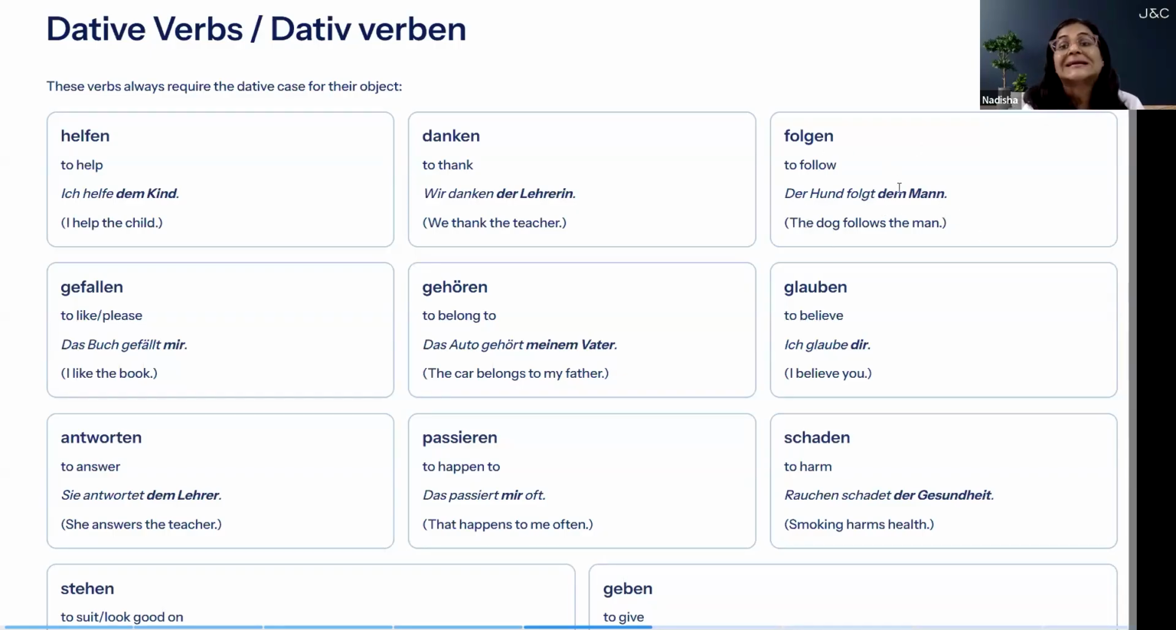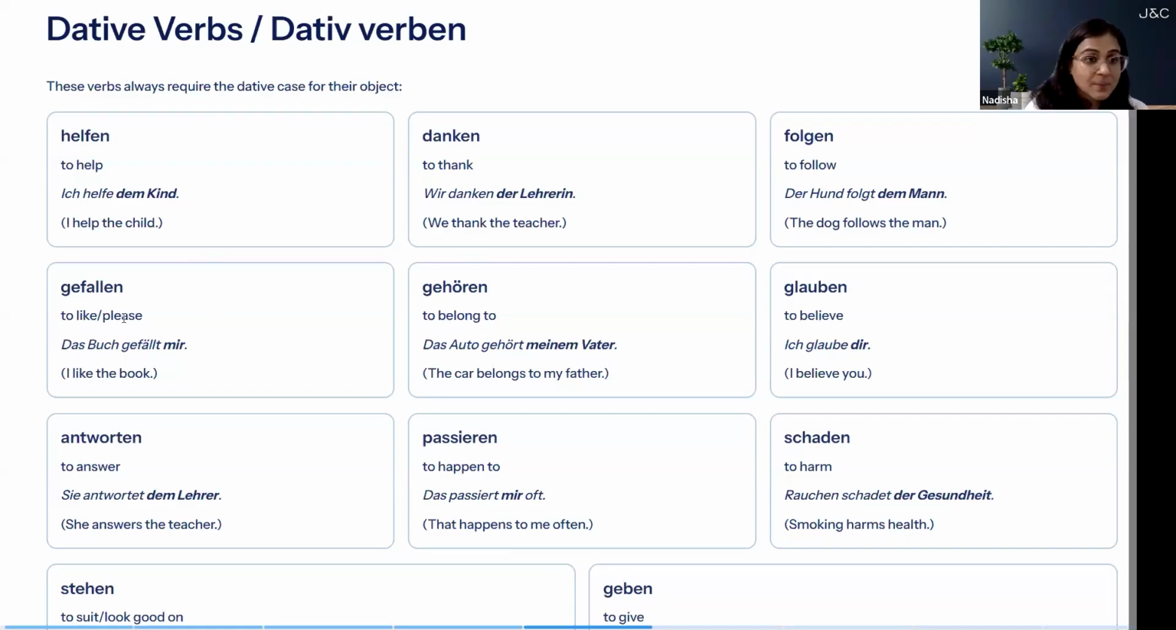Der Hund folgt dem Mann. The dog follows the man. The next is gefallen, which is to like or to please. Das Buch gefällt mir. Now, what did I tell you? The cases are either a noun or a pronoun. Accusative, nominative, and dative cases are either a noun or a pronoun.